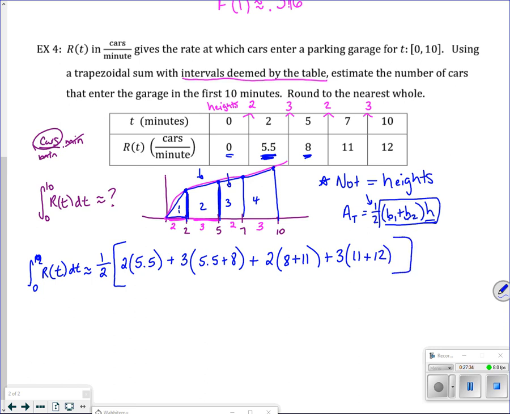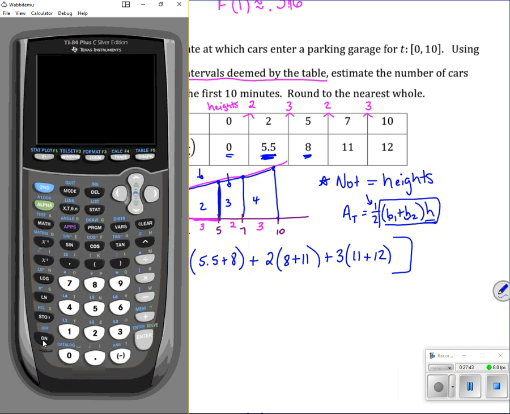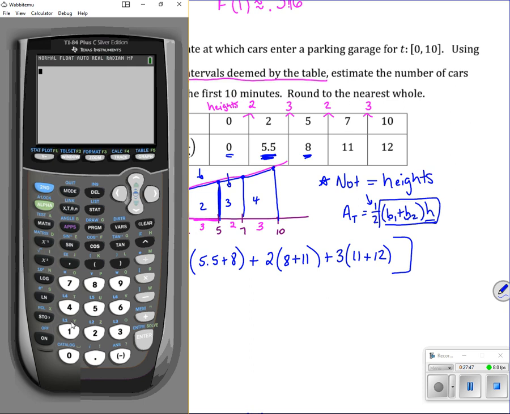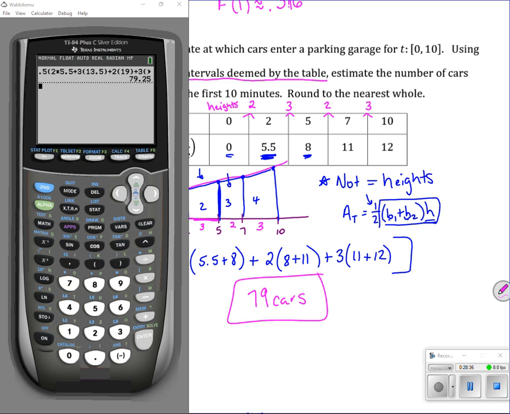And so that would be your equation. If I wanted to type this in, I could type it in exactly like it looks there. For the speed of typing, I have 0.5 times 2 times 5.5, plus, I'm going to go ahead and do the addition in my head because I feel like I can, 3 times 13.5, plus 2 times 19, plus 3 times 23. Again, I just did the adding in my head, but if you don't want to do that, that's fine. And I would get 79.25. It said round to the nearest car, so that would be 79 cars. All right, peace out.